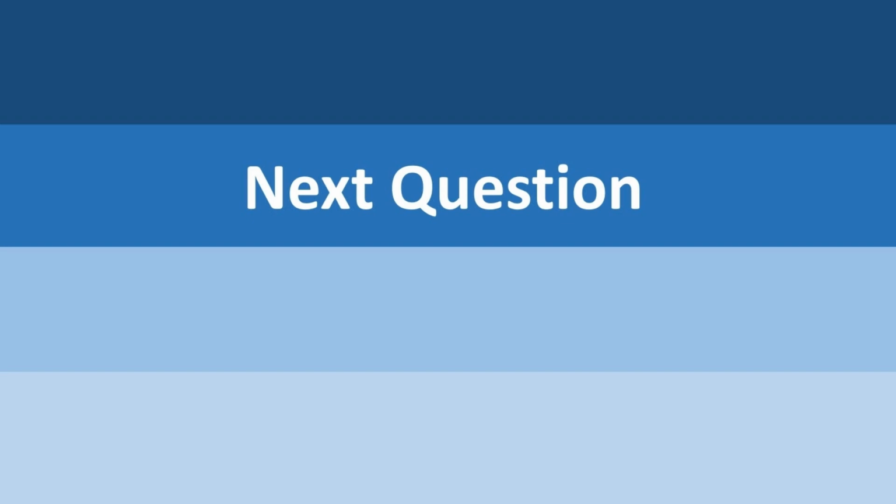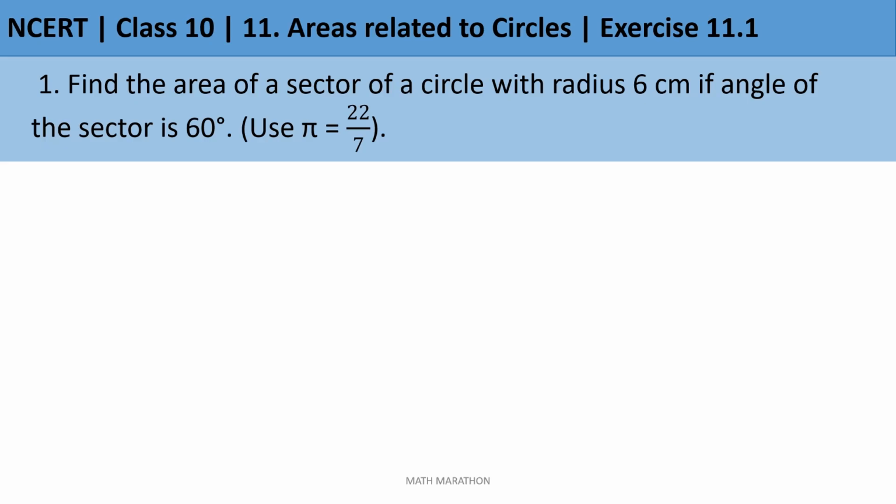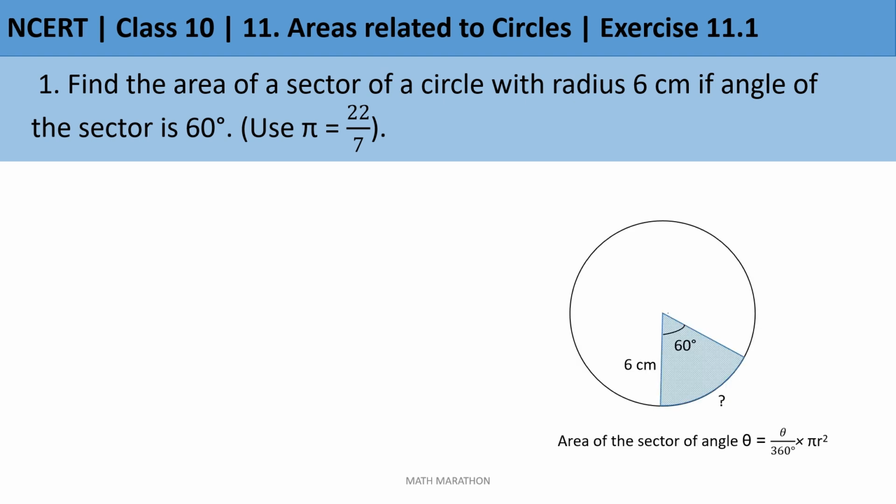Let us see next question. Find the area of a sector of a circle with radius 6 centimeters if angle of the sector is 60 degrees. Use pi is equal to 22 by 7. I have drawn a diagram showing area of sector. Area of sector is theta divided by 360 multiplied by pi r square.